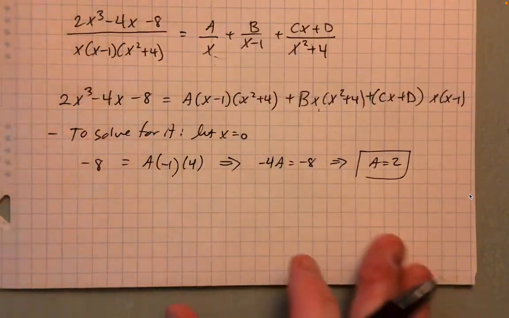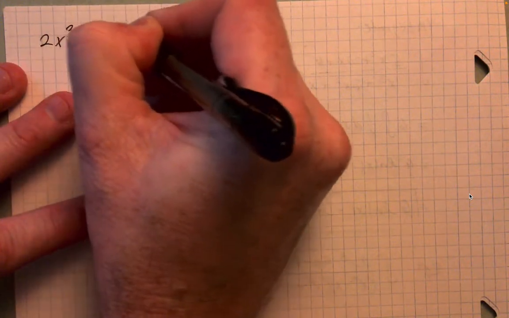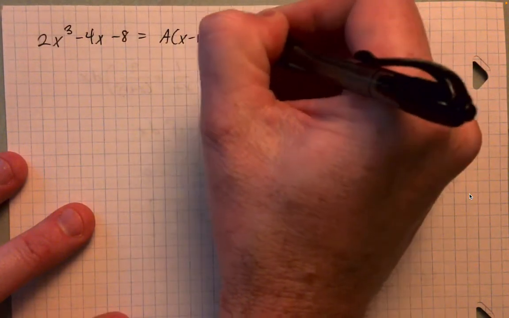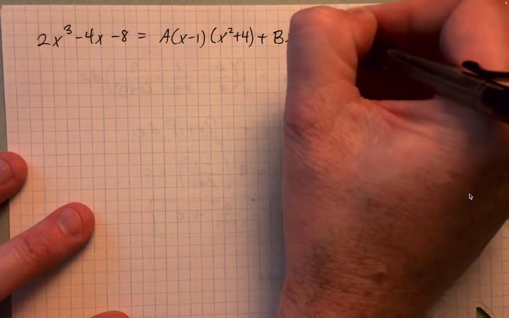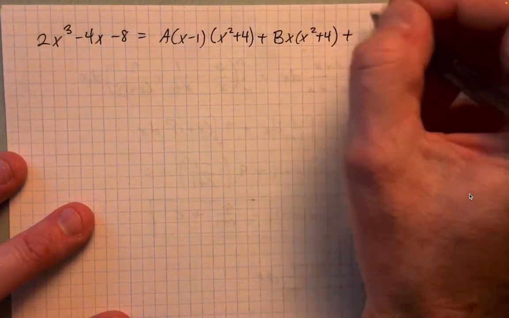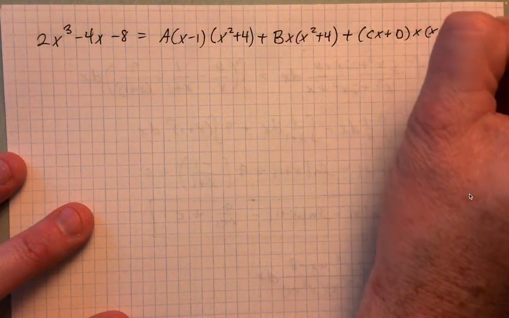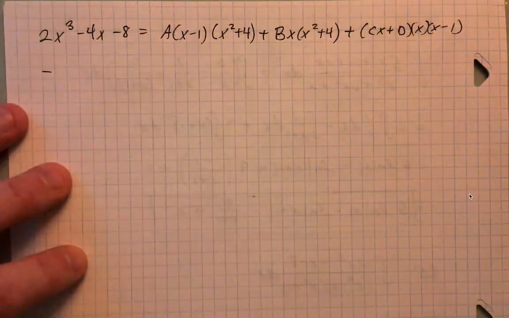Okay. Let's flip over and we'll try to find b. Let me rewrite the expression here. So I've got 2x cubed minus 4x minus 8 equals a times x minus 1 times x squared plus 4 plus bx times x squared plus 4 plus cx plus d times x minus 1. Okay, all right, just rewriting that same thing. Now we gotta solve for b.